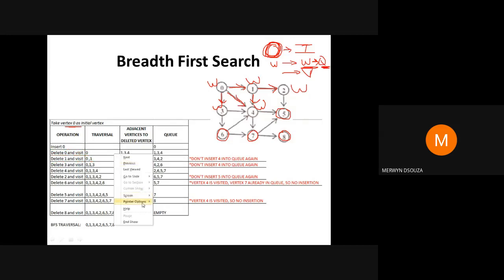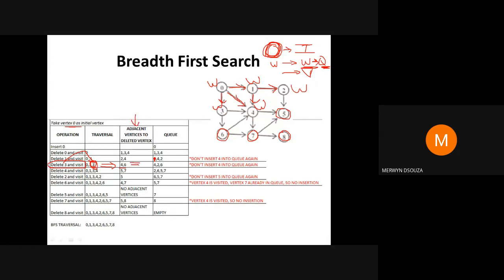Next, you delete this first element. This is your first element. You delete 3 and visit. When you delete and visit, you put it in the output as well. After visiting, you find the neighbors of 3, only 3. What are the neighbors of 3? 4 and 6. Put them here in the adjacent column.